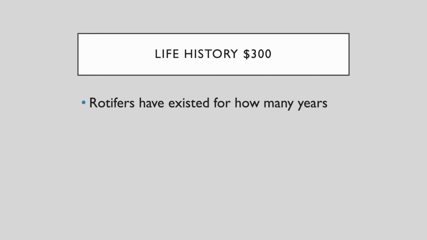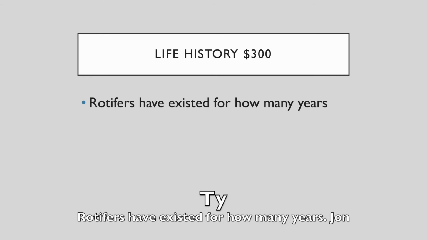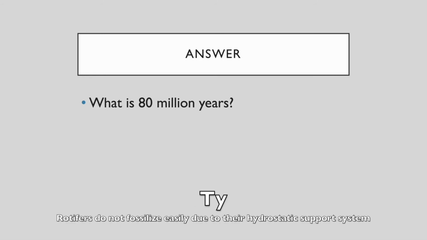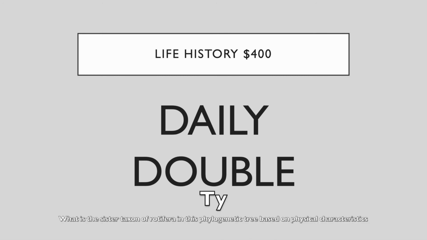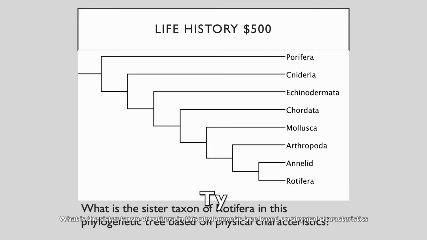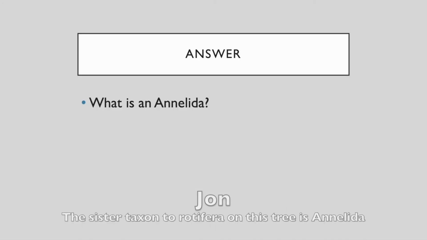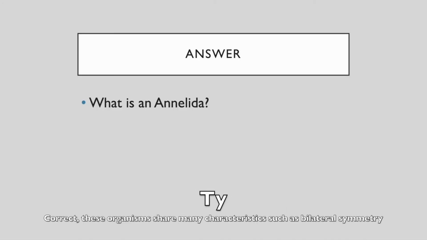Life history 300. Rotifers have existed for how many years? John: What is 80 million years? Correct. Rotifers do not fossilize easily due to their hydrostatic support system. However, it is estimated that they've been around for 80 million years. Life history 400. Answer, daily double. What is your wager? Let's go $2,000. What is the sister taxon of Rotifera in this phylogenetic tree based on physical characteristics? The sister taxon to Rotifera on this tree is Annelida. Correct. These organisms share many characteristics such as bilateral symmetry, 3 tissue layers, segmentation, cephalization, and a nervous system, which demonstrates a close relationship between these 2 organisms.